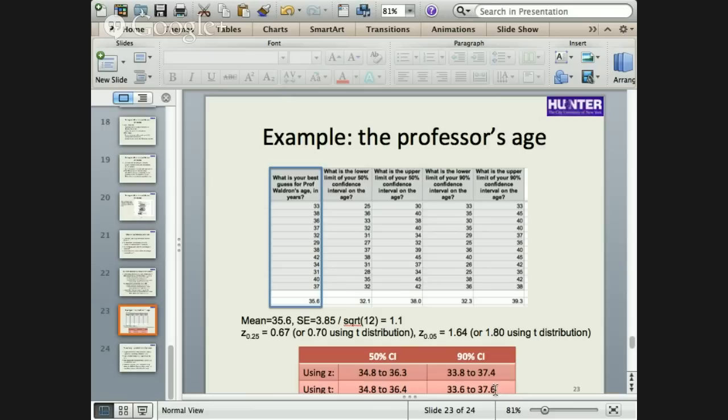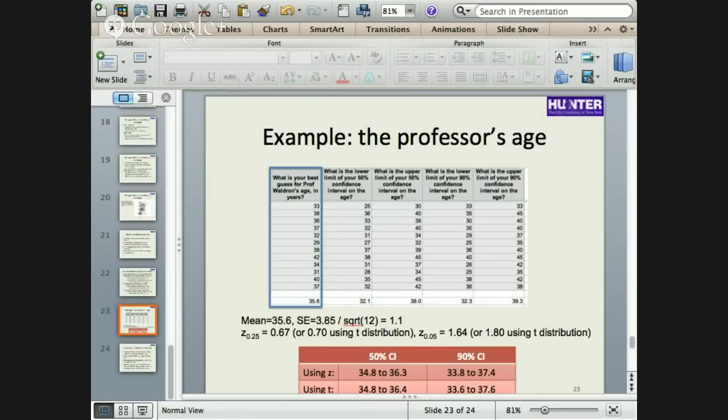But that would be an example of bias, and so this doesn't include the true value because there's a bias, and people tend to guess that I'm younger than I actually am, at least the 12 people who answered the survey.